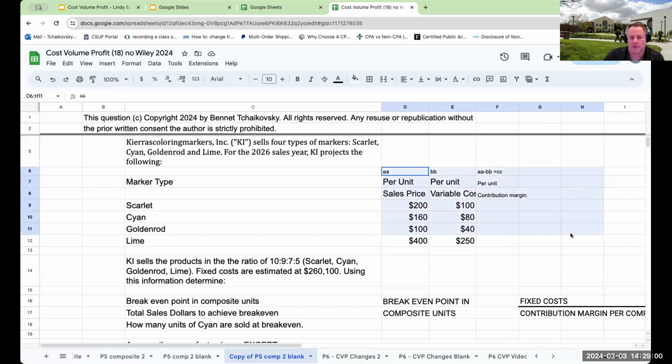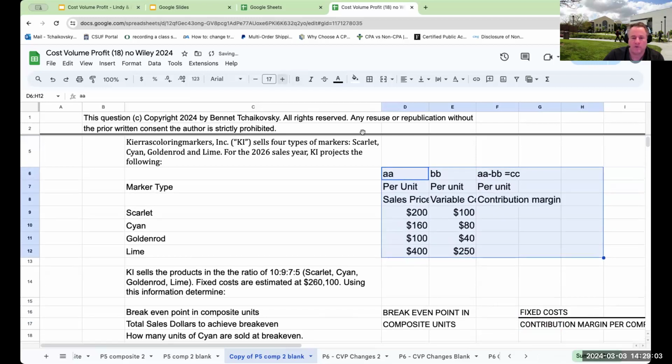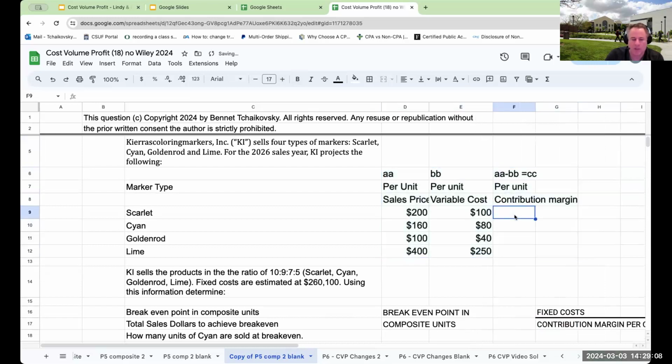First, we need to figure out the individual contribution margins for each of these products. For Scarlet, it's the sales price per unit minus my variable cost per unit, or 200 minus 100 gives me 100. 160 minus 80 gives me 80. 100 minus 40 for Goldenrod gives me 60. And Lime is 400 minus 250, or 150. CM stands for contribution margin, and at this point this is each individual product's contribution margin.